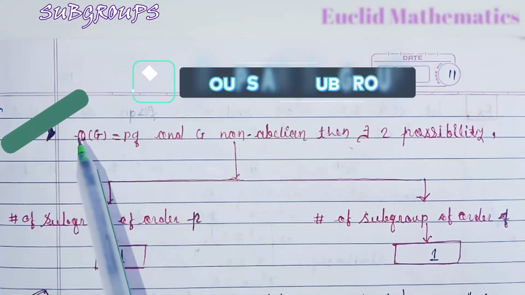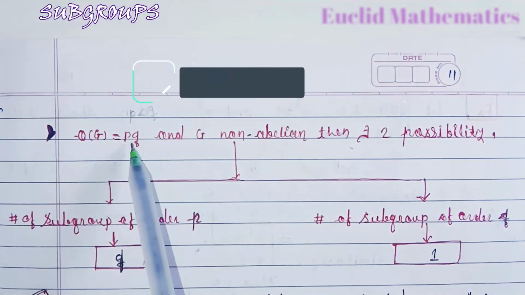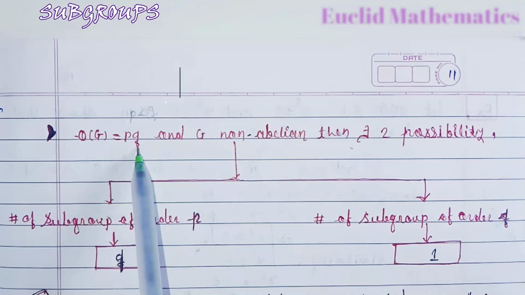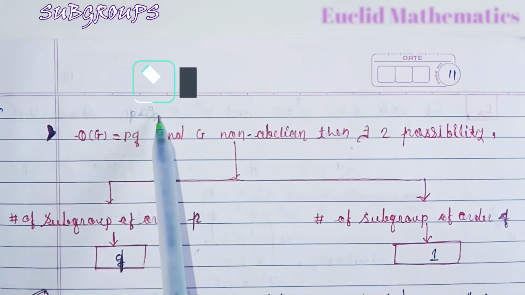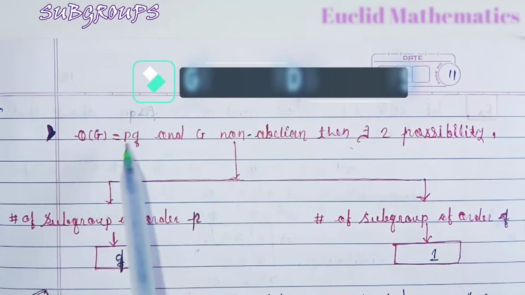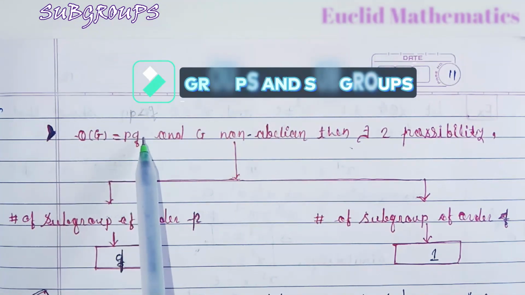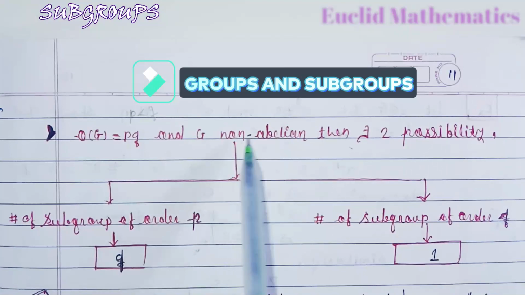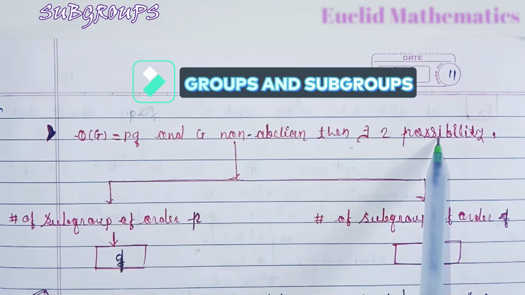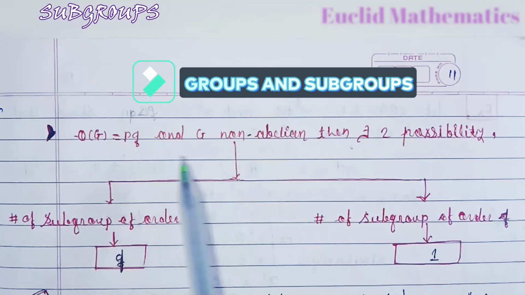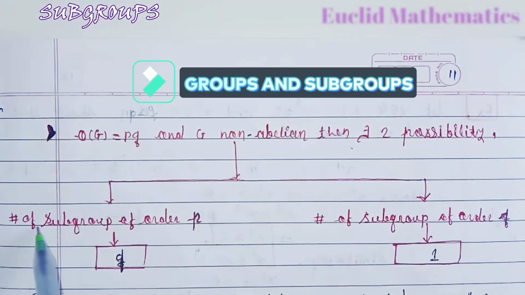So we have a group whose order is p into q, and p and q both are prime, with p strictly less than q. Remember this one: p strictly less than q, that means p is smaller than q. And group G is non-Abelian. If group G is non-Abelian, then we have two possibilities: the number of subgroups of order p and the number of subgroups of order q.